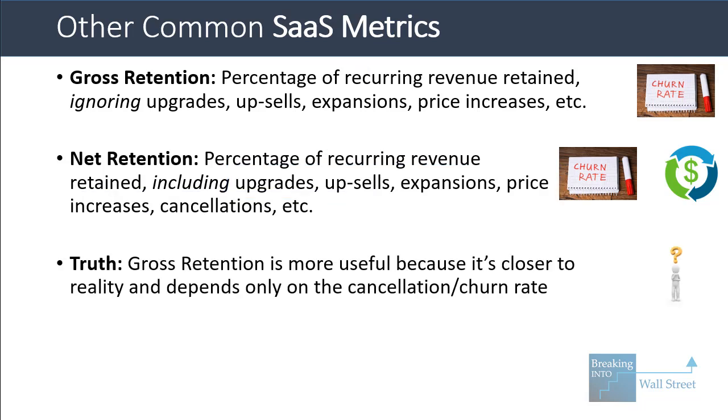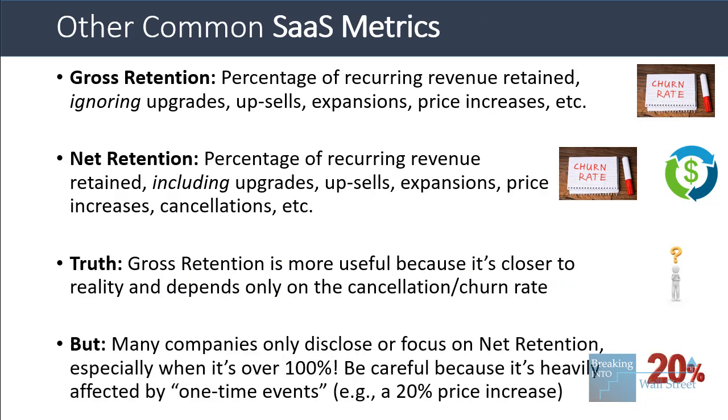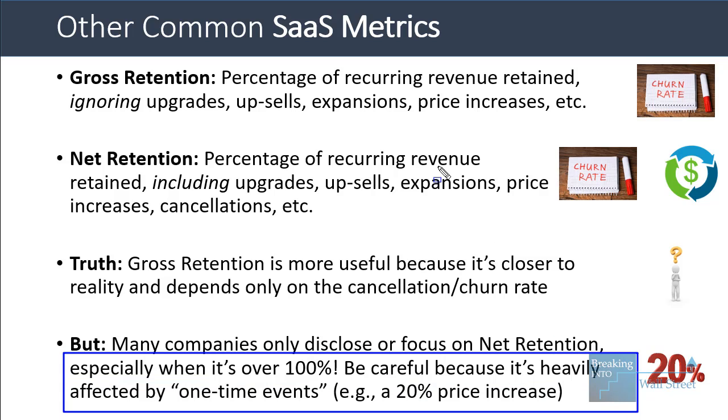In our opinion, gross retention is more useful because it's closer to reality, it's more conservative, and it really only depends on the cancellation rate or the churn rate, not everything else that goes into it. But a lot of companies like to disclose or focus only on net retention, especially when it's over 100%. But you have to be really careful because you don't know exactly what goes into it. They never give you the components.